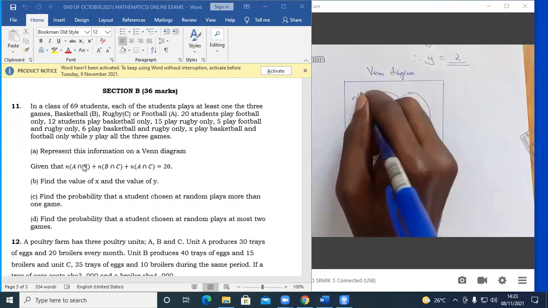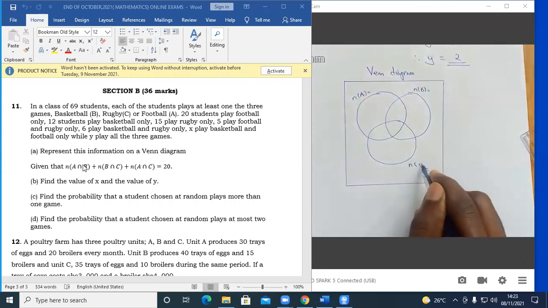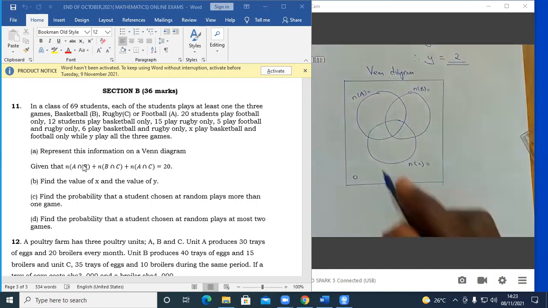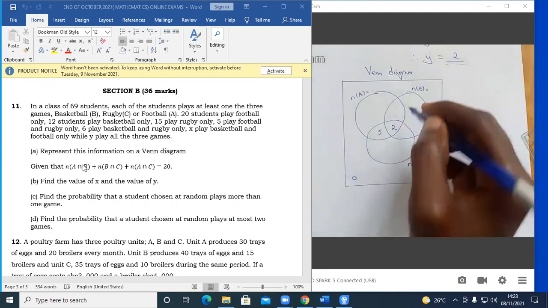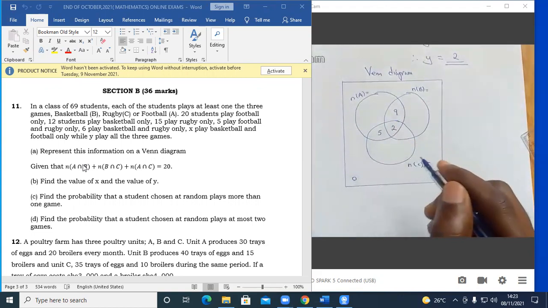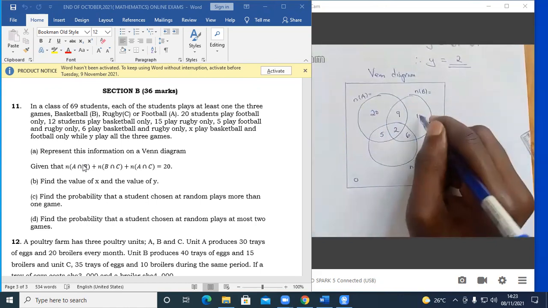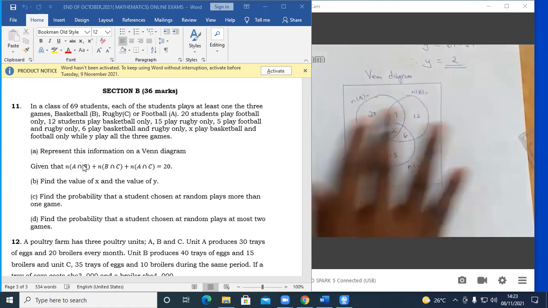So this is the number of A. This is the number of B. This is the number of C. Then here was 0. Here was Y, which we got is 2. Here was 5. Here was X, which we got is 9. Here is 6. This is 20. This is 12. This is 15. So there's no unknown there.